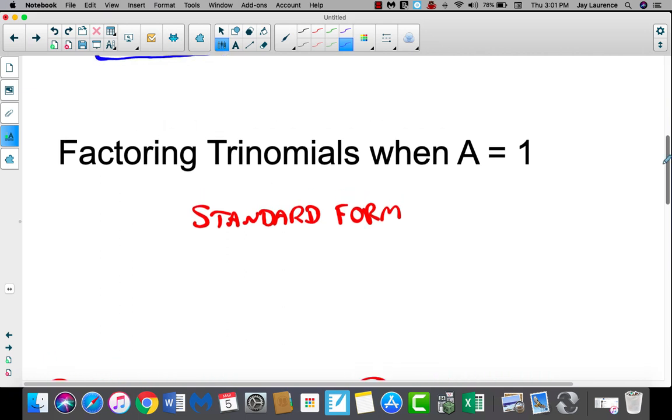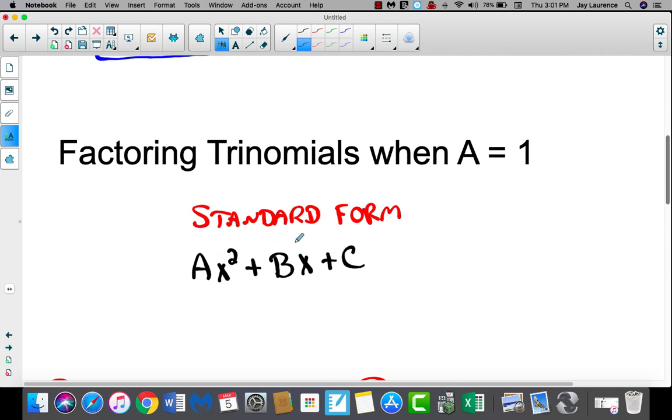All right. Now we're getting down to it. We're going to learn to factor trinomials when a equals 1. Well, what the heck is a? Well, you need to know standard form of a quadratic. A standard form of a quadratic, and we will add to this later, but just for a quadratic expression is ax squared plus bx plus c.